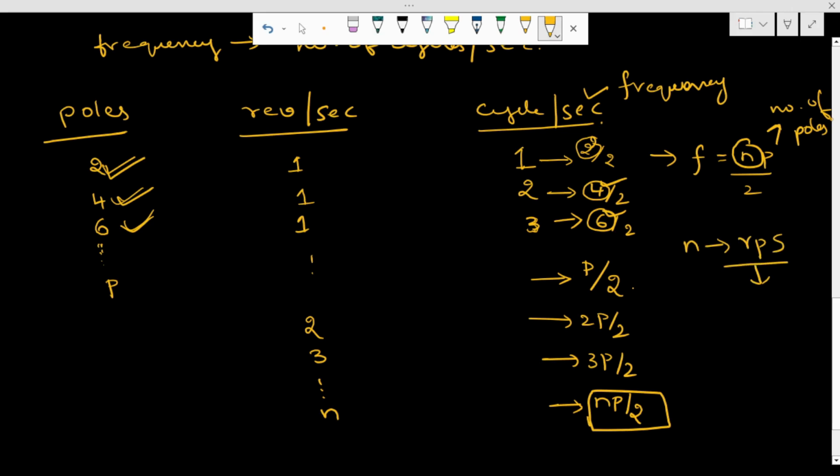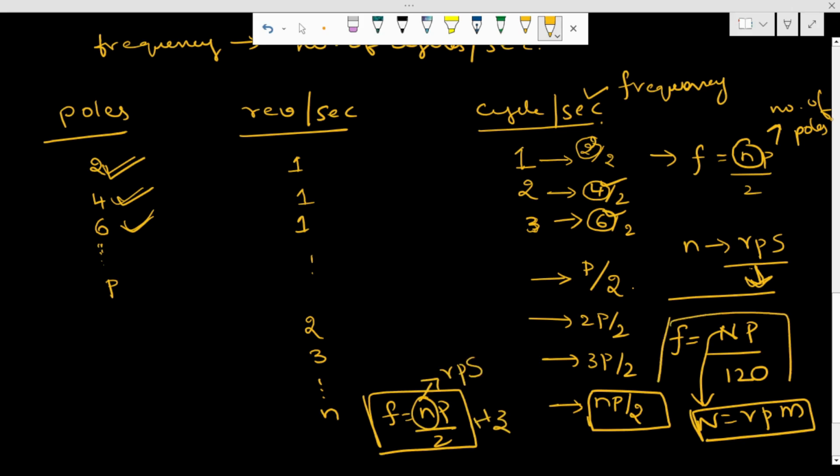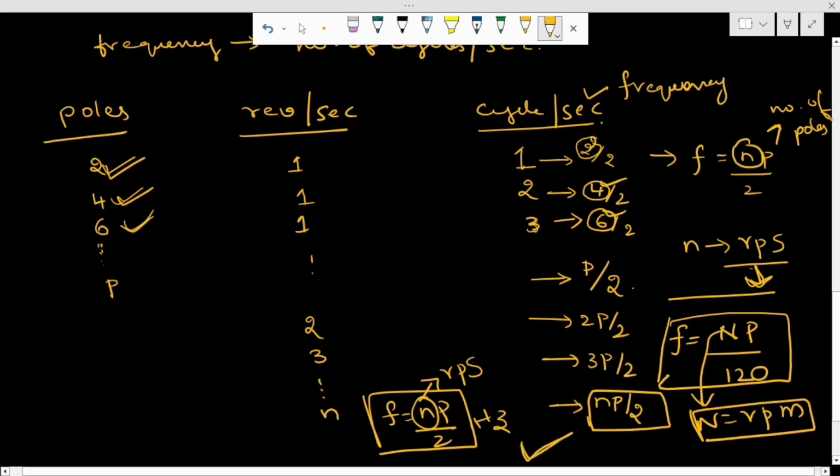Okay, this is when we calculate with revolutions per second, taking the time in seconds. For minutes calculations, F is equal to np by 120, where n is RPM, revolutions per minute. F is equal to np by 2 Hz for n equal to RPS. This is the formula for n equal to RPM. This is the dynamically induced EMF frequency.